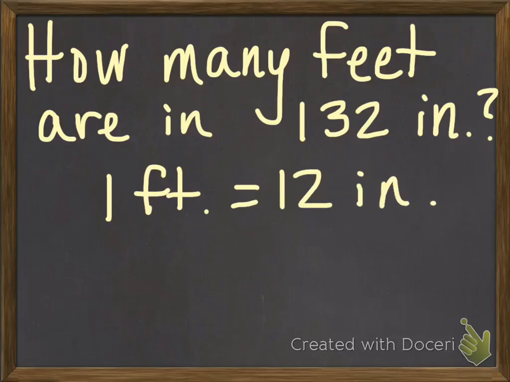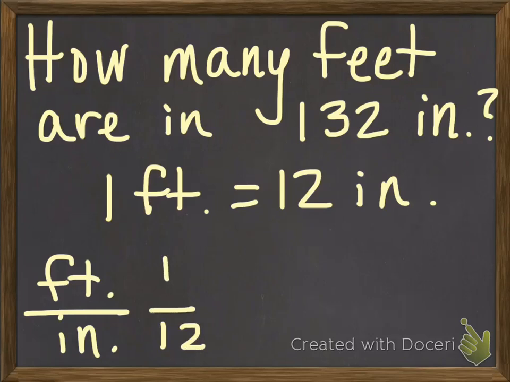Now I'm going to set up a proportion using my labels feet and inches. I'm going to fill in the information I know. 1 foot is equal to 12 inches. Now I'm going to set up the other side of my proportion. I'm looking for the number of feet, so that is where I'll put the X. And I know I have 132 inches.